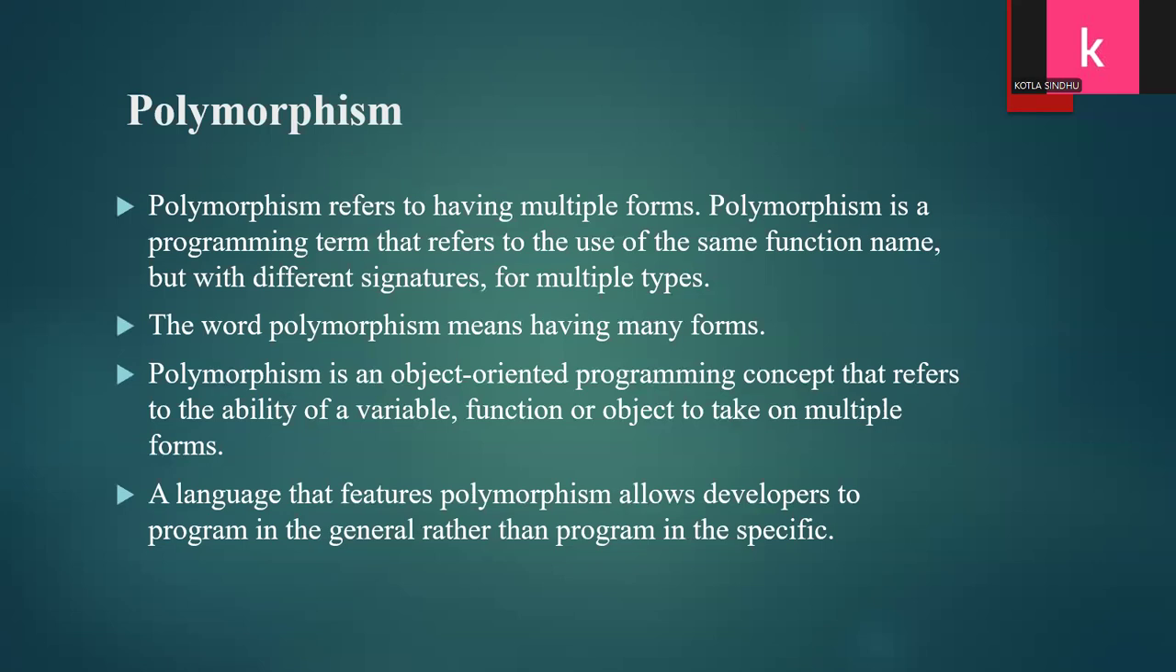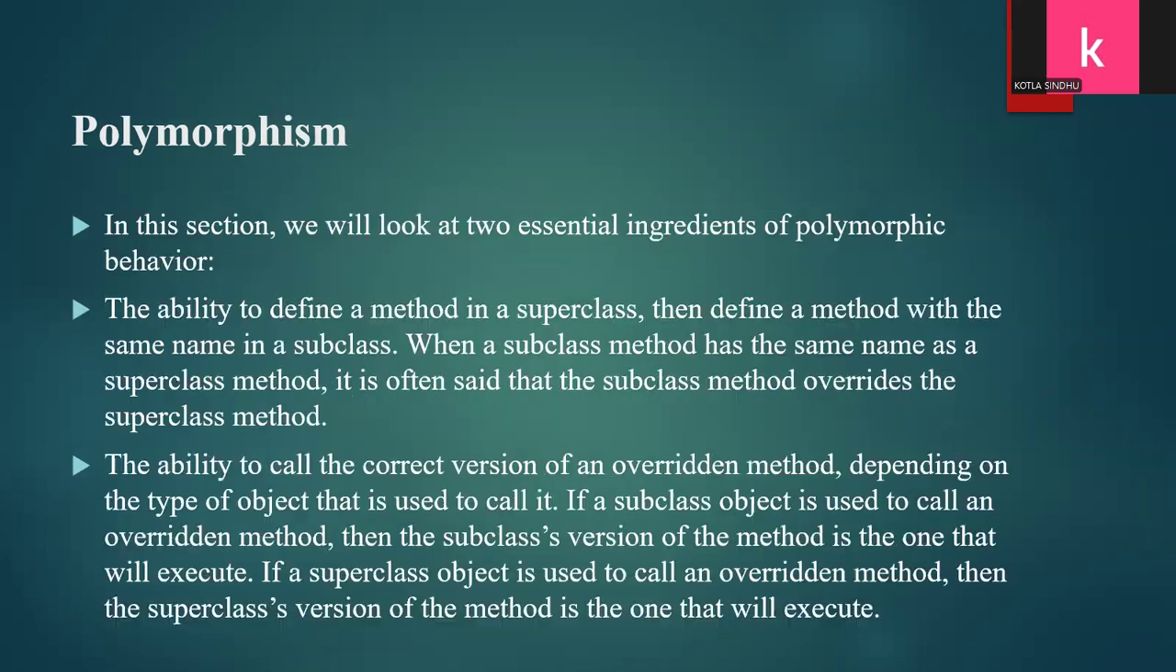A language that features polymorphism allows developing programs in a specific way. Next, in this section, we have two essential ingredients of polymorphic behavior. One is the ability to define a method in a superclass, then define a method with the same name in a subclass. When the subclass method has the same name as the superclass method, it is often said that the subclass method overrides the superclass method.